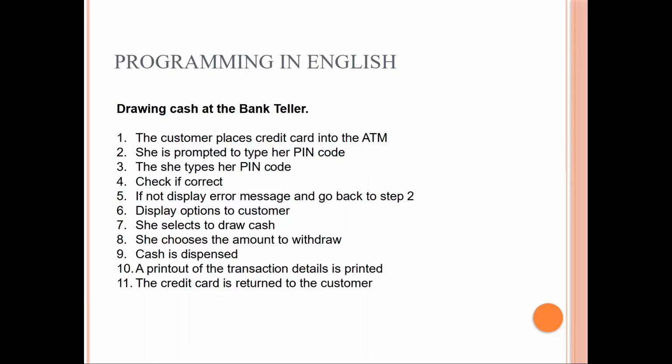So the customer places a credit card into the ATM. She is prompted to type a PIN code. She types the PIN code, if correct. So what we have here is two possibilities. If she had an invalid PIN code, or if the credit card was invalid, you would get what we call a sad case. And if the credit card was valid and the PIN code was valid, we would get what we call the happy case.